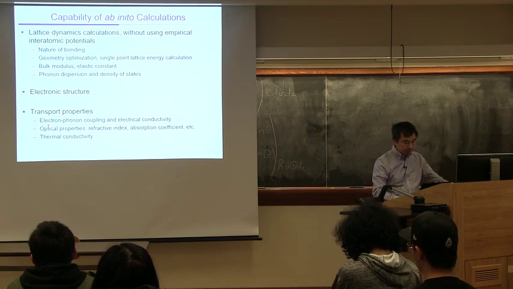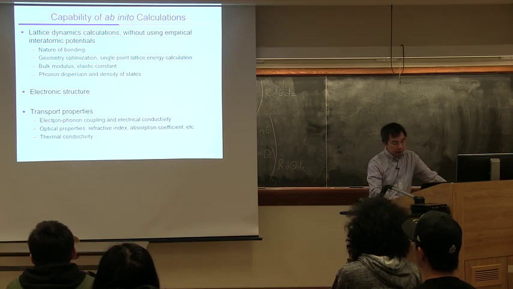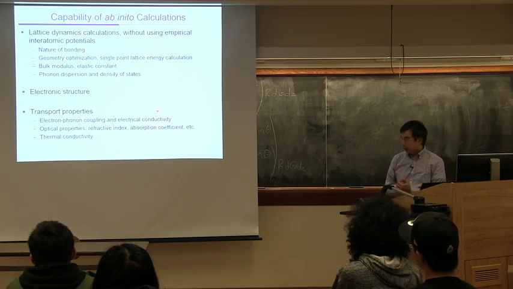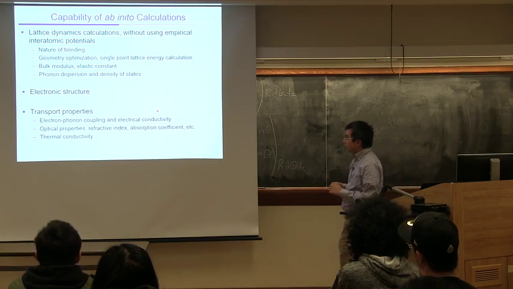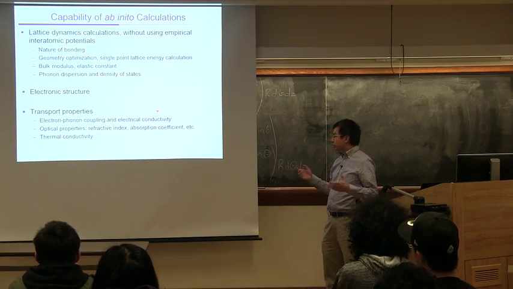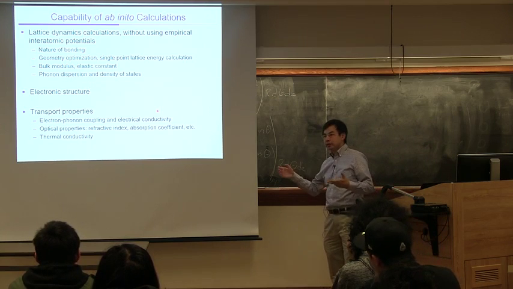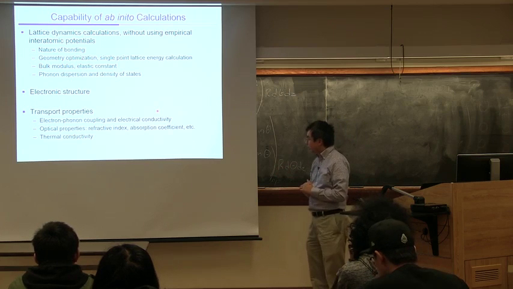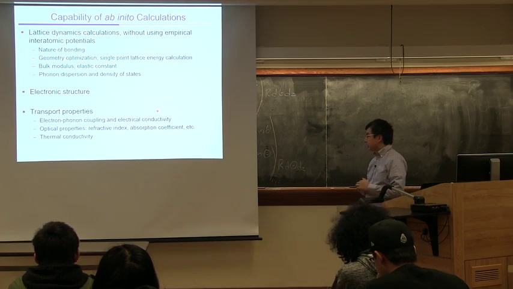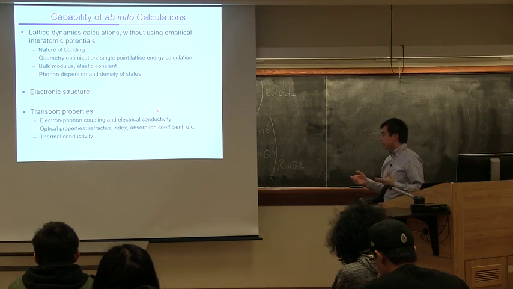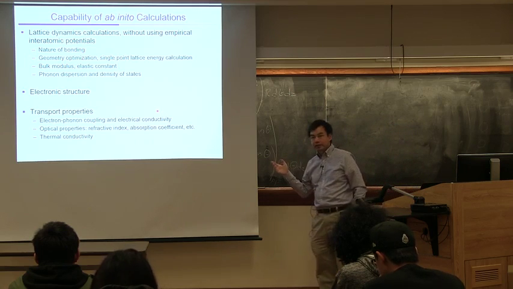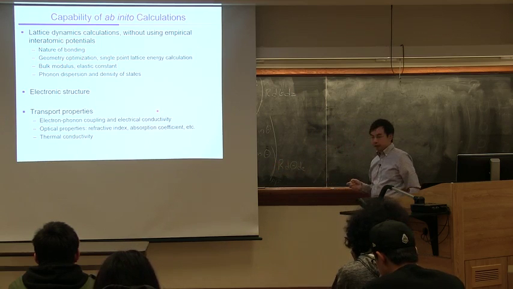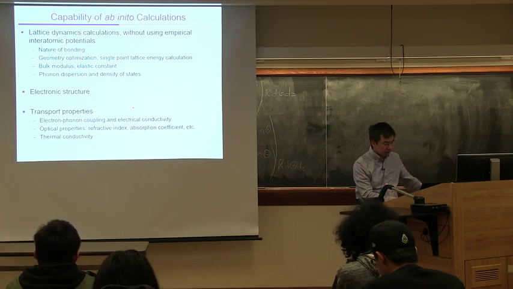For example, we can calculate electron-phonon coupling and the electrical conductivity, because the carrier mobility and electrical conductivity is fundamentally limited by electron-phonon coupling, right? If there is no electron-phonon scattering, the electron will move without any resistance. Right? You have a superconductor. So electron-phonon coupling is something that people working on superconductivity care a lot about. As for the community of electronic devices, the carrier mobility and electrical conductivity, we can predict those.